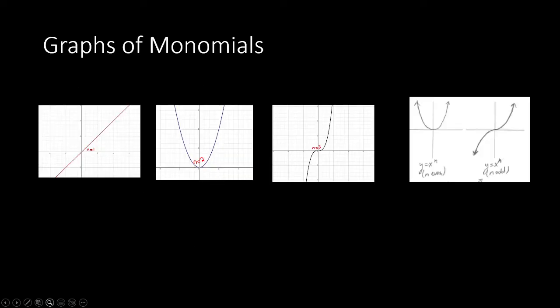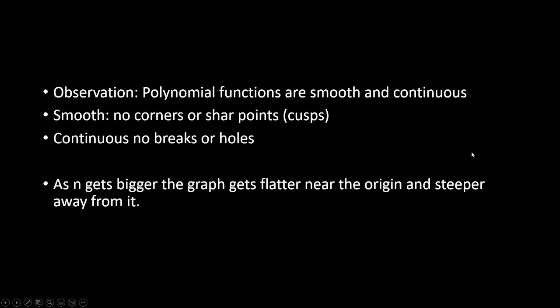So if you were to look at different types of monomial graphs, a monomial is just a function with one term. In this case, you have n equals 1, like y equals x. This is n equals 2, y equals x squared. This gives you the cubic function y equals x to the third power. So if n is even, you get a graph similar to this. And if n is odd, you get something similar to this.